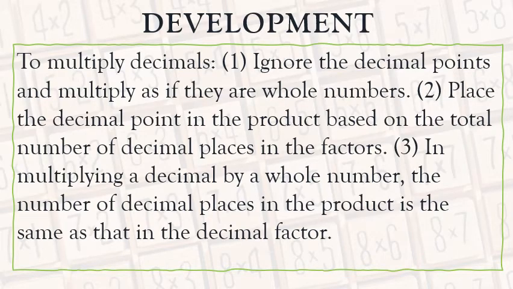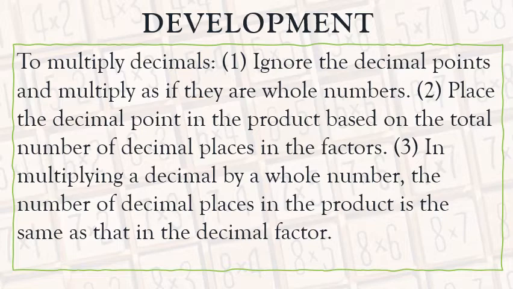Let's now proceed to the development part. To multiply decimals, 1. Ignore the decimal points and multiply as if they are whole numbers. 2. Place the decimal point in the product based on the total number of decimal places in the factors. 3. In multiplying a decimal by a whole number, the number of decimal places in the product is the same as that in the decimal factor.